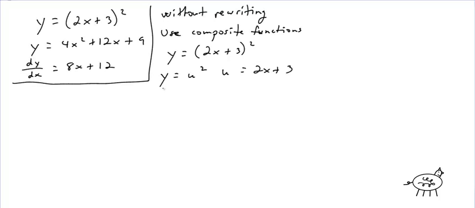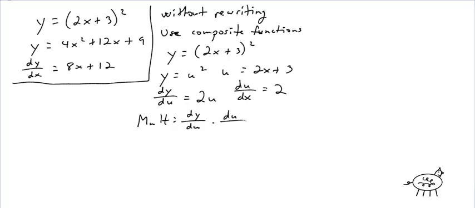And then I'm going to take the derivative of each one of these. So I'm going to say dy/du. The derivative of y with respect to u just means you're taking that u and you have 2u. All right, and then I'm going to do du/dx, the derivative of u with respect to x, which means I'm taking the derivative of 2x plus 3, and I'm just going to get 2. And this is kind of interesting here. If I multiply these together, dy/du times du/dx.